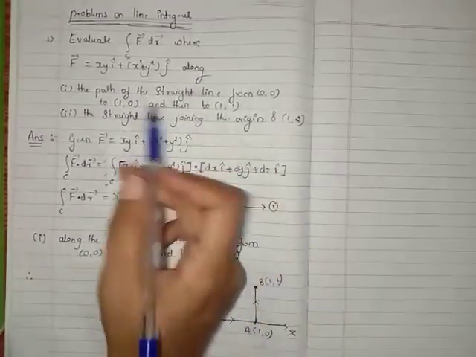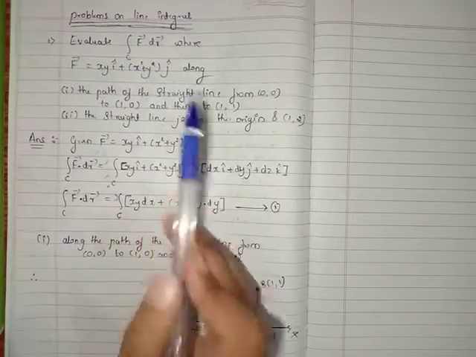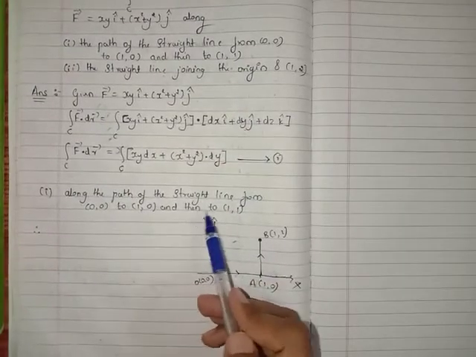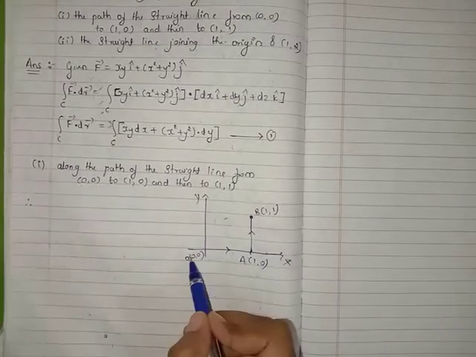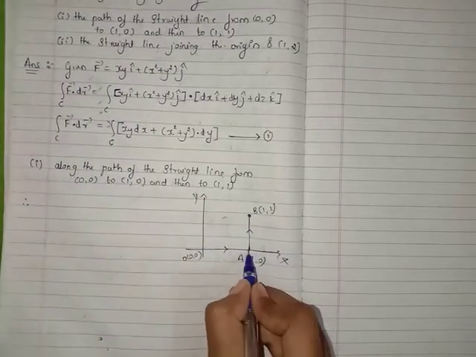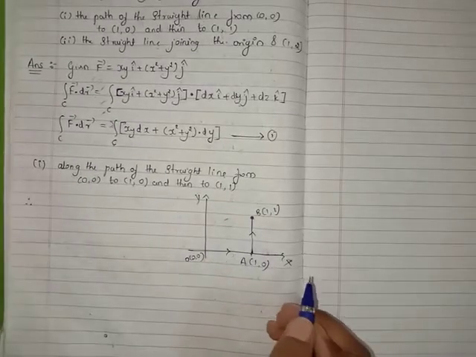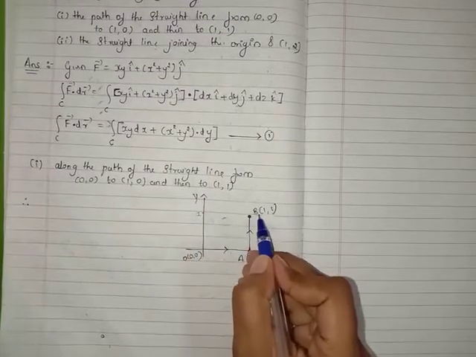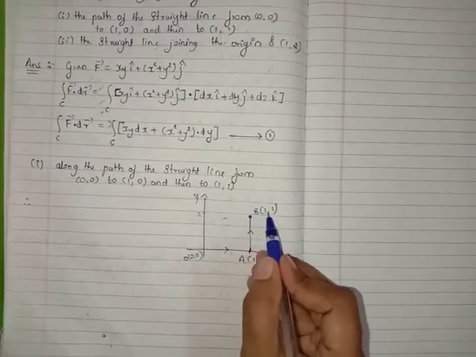So first, we have to find the integral value of this along this path. Consider the first one: along the path of the straight line from (0, 0) to (1, 0) and then to (1, 1). What does it mean? Consider the xy coordinates. The origin is this point, and the straight line path goes from (0, 0) to (1, 0). Take a point 1 here and denote it as A with coordinates (1, 0), and then to (1, 1). Denote that point as B with coordinates (1, 1).